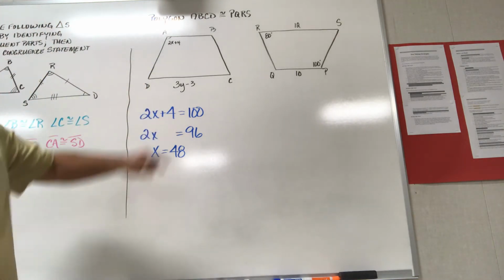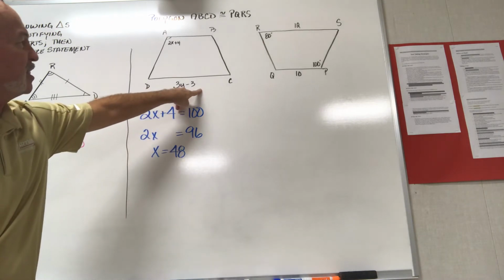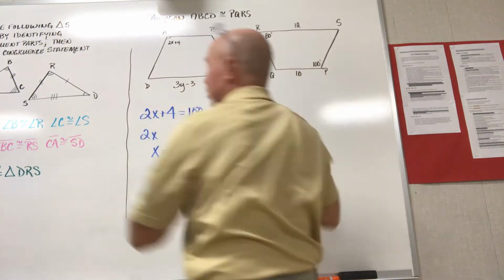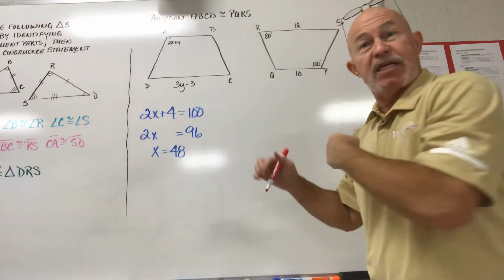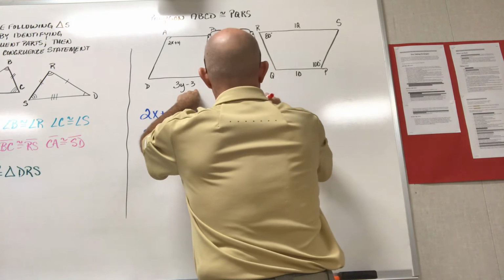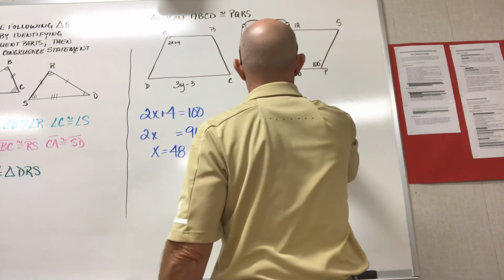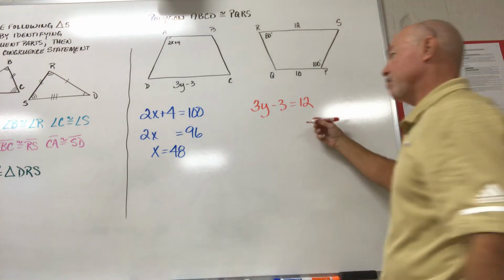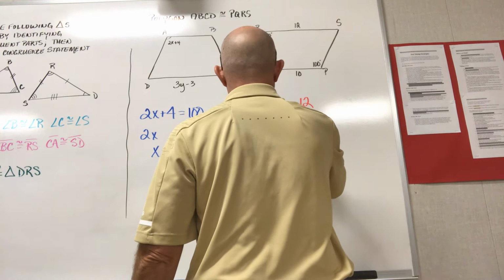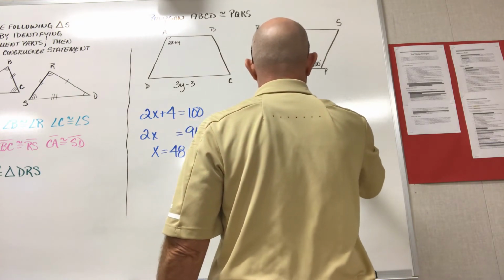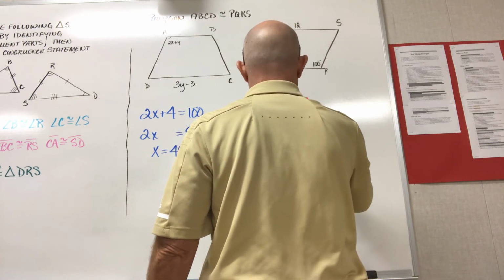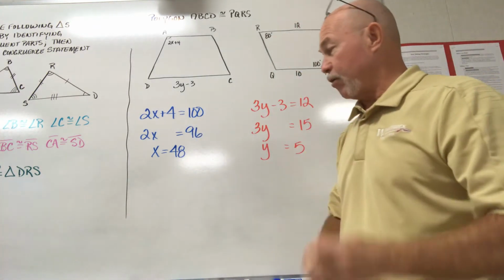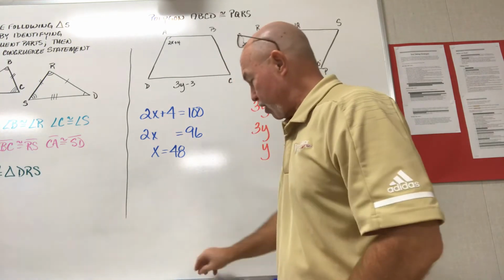Now we've got to find the y. The y is in DC. DC goes with RS. So now we know this has to equal this. So 3y minus 3 equals 12. Solve for y. That's how you solve for variables in these particular problems.